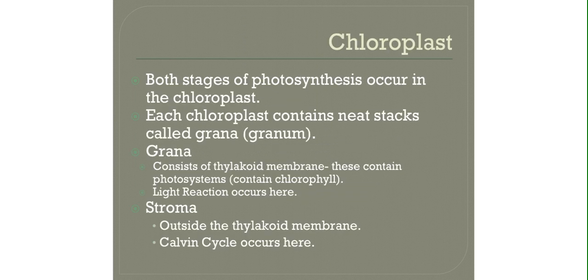All right, so before we can progress on to the conversation of the stages of photosynthesis, we need to talk about where this occurs. And when we learned about plant cells, we learned about the chloroplast, we learned about chlorophyll. And so we know that photosynthesis takes place in this area somehow. But there are a little more details that I'd like you to know about. So both stages of photosynthesis occur in the chloroplast.